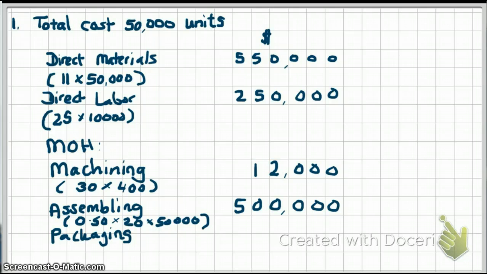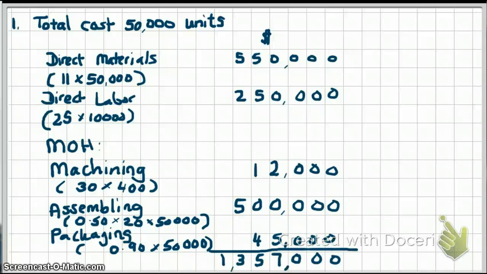Packaging is allocated based on the number of finished seats. You're going to have 50,000 seats, and the allocation rate is 90 cents per seat. So for packaging, you will have 90 cents times 50,000, a total of $45,000. So your total manufacturing overhead using activity-based costing is the 12,000 plus 500,000 plus 45,000. That will give you the total manufacturing overhead allocated to this particular job.